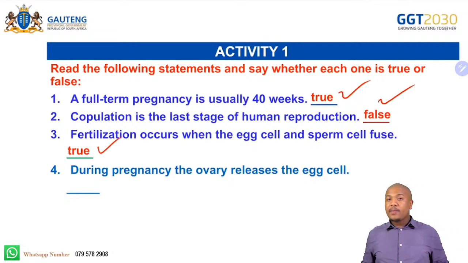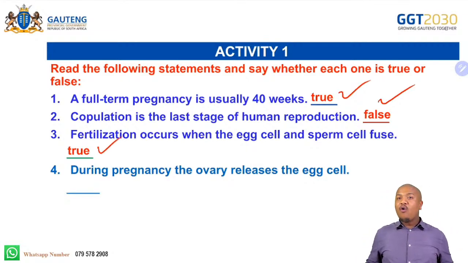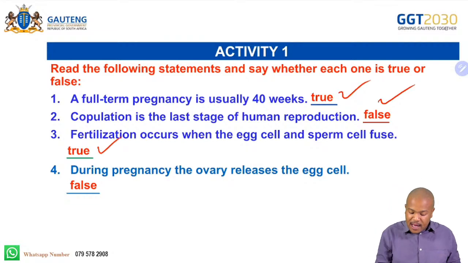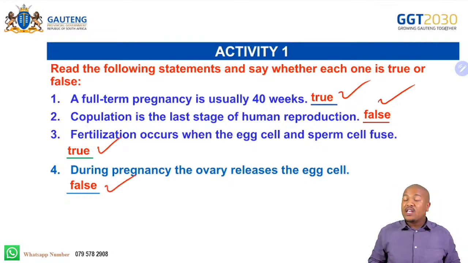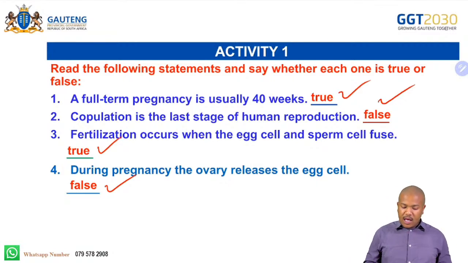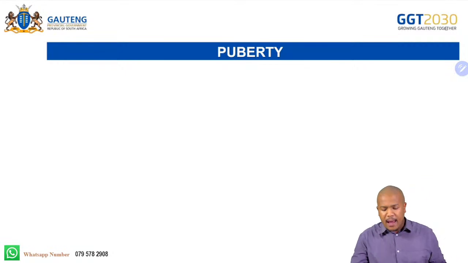Then number four, during pregnancy, the ovary releases the egg cell, right? That answer is false. Remember, during pregnancy, there is no releasing of the egg cell from the ovaries. This is all facilitated by different hormones from the brain and the female reproductive system as a whole. So now, let's continue together.